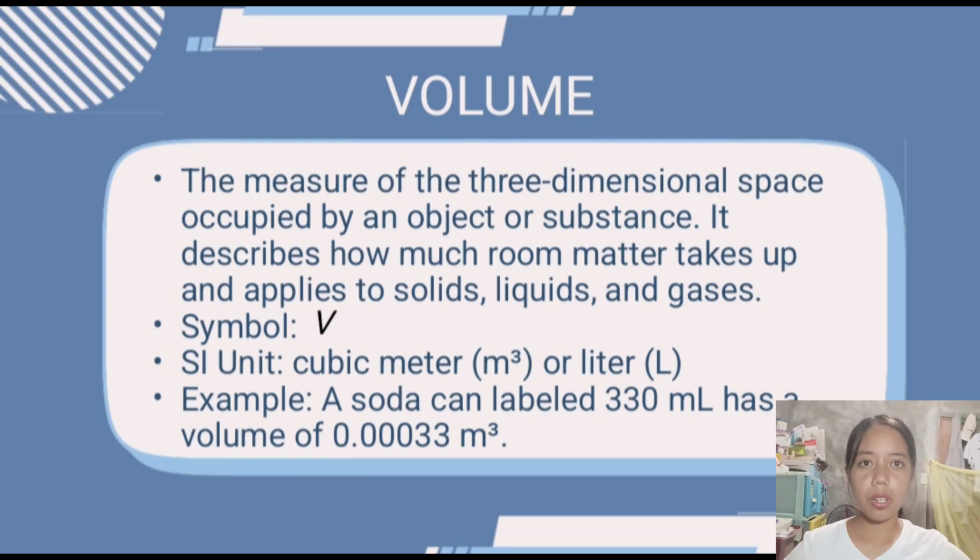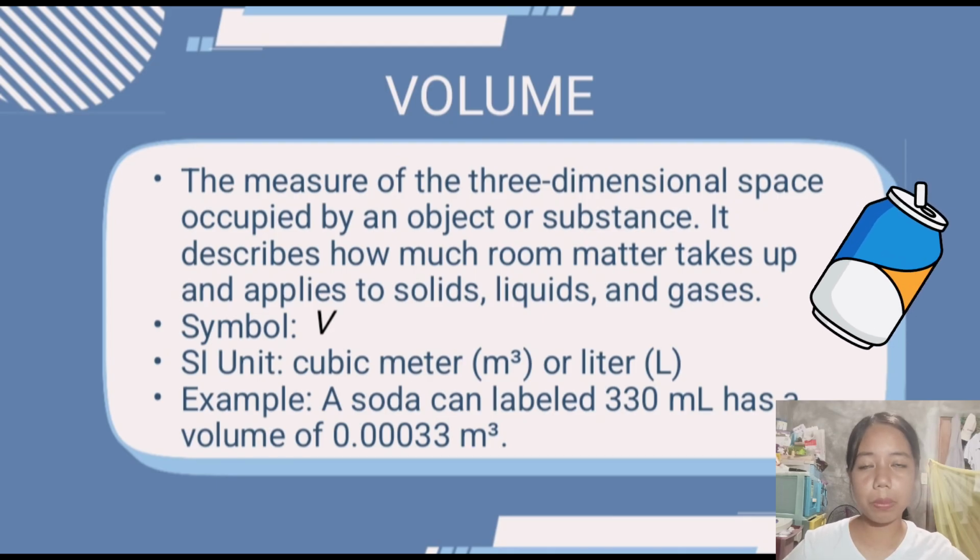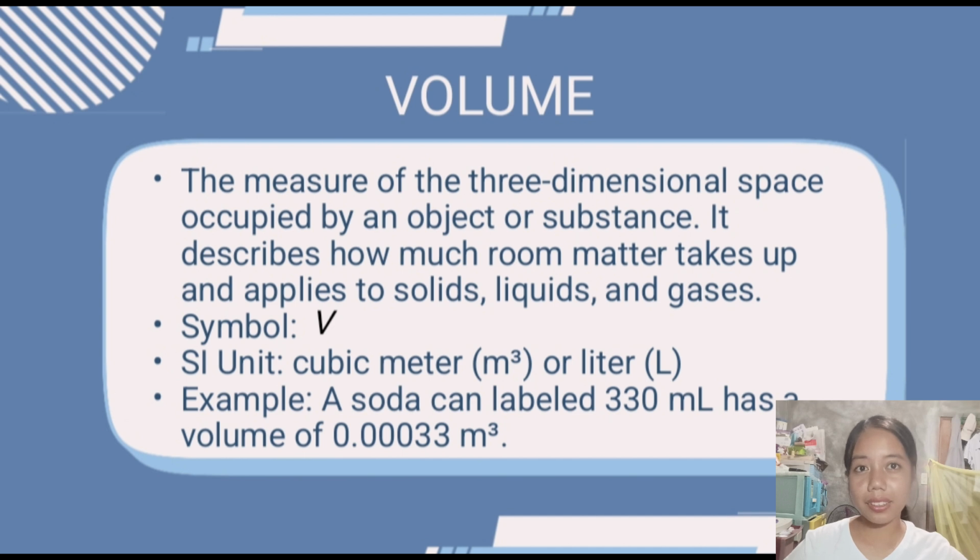Next is volume. Volume tells us how much space an object takes up. The symbol is V and the SI unit is cubic meter or liter, which we often use for liquids. For example, a soda labeled 330 ml has a volume of 0.00033 cubic meters. Cool, right?